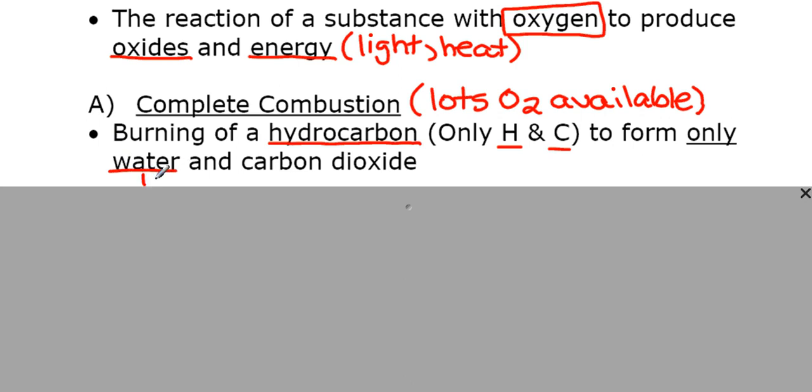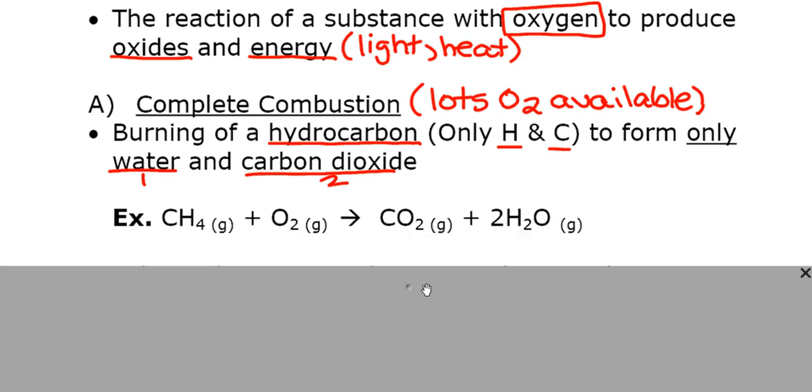When you have complete combustion of a hydrocarbon, there's only two products that are produced. One is always water, and the other product, the second one, is always carbon dioxide. The amounts of each will vary because the hydrocarbon will change, and then when you balance your reaction, it will change. But as long as you have a hydrocarbon and lots of oxygen, these are always the only two products that you will get.